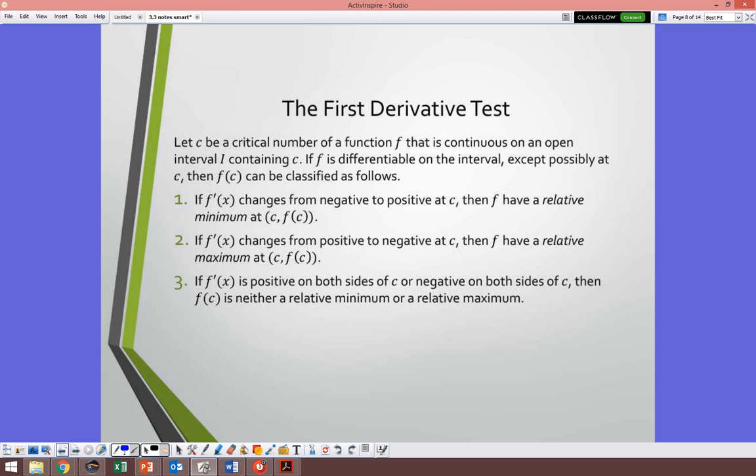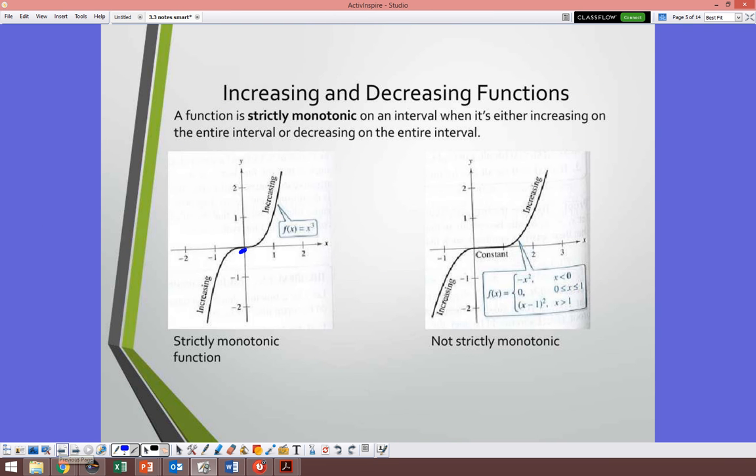If I was to use an example of a graph, I would go back to this. If it goes positive, positive, then this point right here is neither a min nor a max. No min or max on that one.